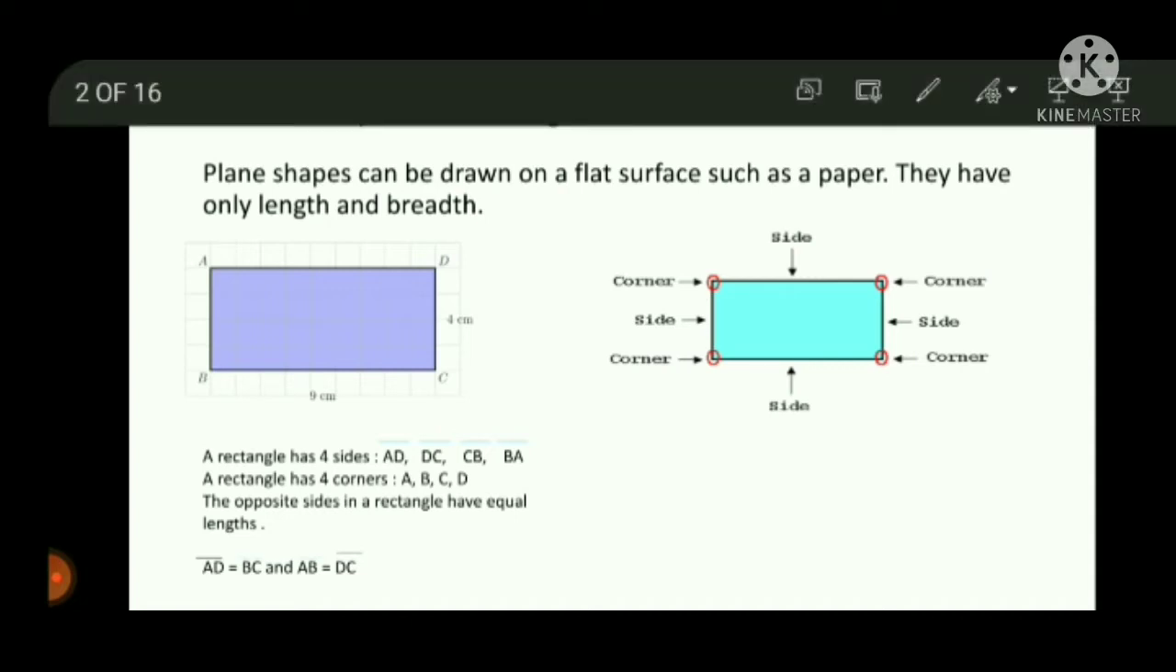As I said, the opposite sides are equal, that means AD is equal to BC and DC is equal to AB. So AD length is equal to BC length and DC breadth is equal to AB breadth. And the 4 corners are A, D, C and B. These are the 4 corners of a rectangle.